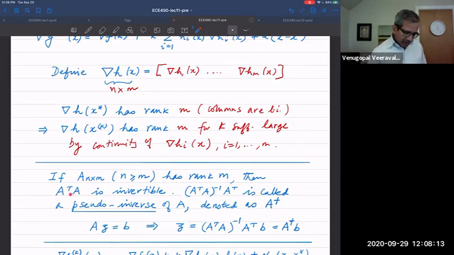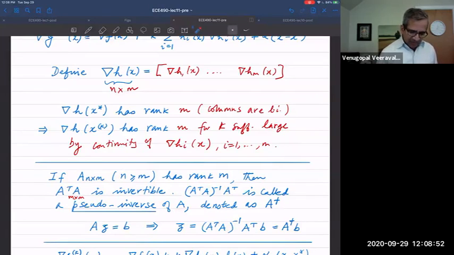Then A transpose A is an m by m matrix that has to be invertible. You know that from linear algebra, right? And so we can take its inverse, and then if we post multiply that inverse by A transpose, you get a new matrix. That matrix is an m by n matrix, because A transpose A is m by m, and A transpose is an m by n matrix. So this whole thing is an m by n matrix.